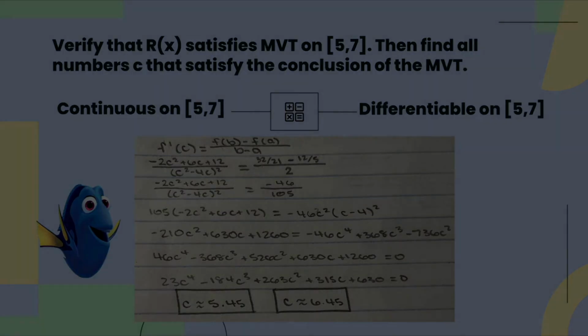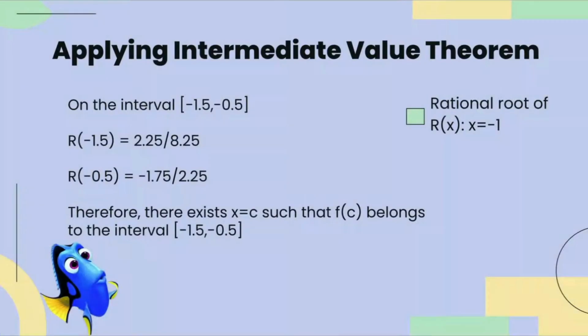Now, applying the intermediate value theorem to my function, I chose its rational root x equals -1, and using this theorem, I'm able to prove its existence. Choosing an interval surrounding this root, I replaced the interval with -1.5 to -0.5. Then I found r of x when x equals -1.5 and got 2.25 over 8.25. Then found r of x when x equals -0.5 and got -1.75 over 2.25.